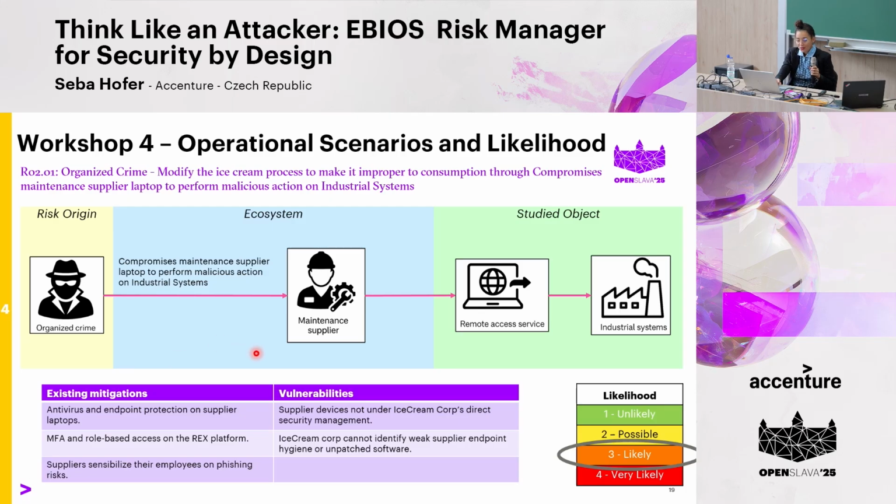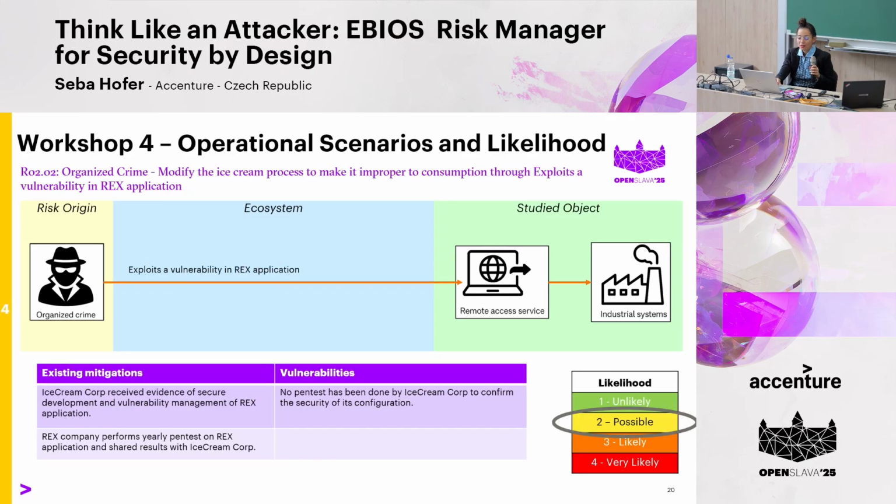But the vulnerability is that Ice Cream Corp doesn't manage the security of these laptops that the suppliers are using, so they can't really be sure that nothing will happen. And they cannot identify if there is software on the supplier laptop that is unpatched, which could be a way for an external attacker to get access. Because of this, we're going to determine that the likelihood of this scenario is 3.